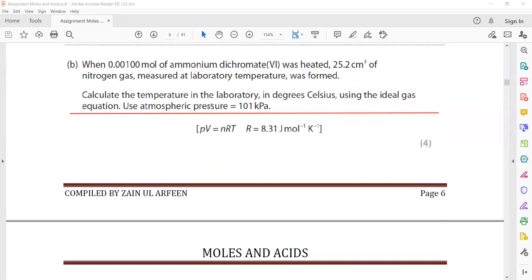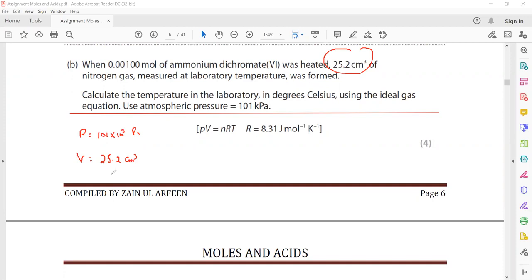where P is the pressure, V is the volume, n is the number of moles, R is the general gas constant, and T is the temperature, which we are finding. So all should be in SI units. So pressure is 101 kilopascal, so it should be 101 into 10 power 3 Pascal. V is the volume, and in the question they give this volume in cm cube, but we have to convert the centimeter cube into meter cube, because the SI unit of volume is meter cube.